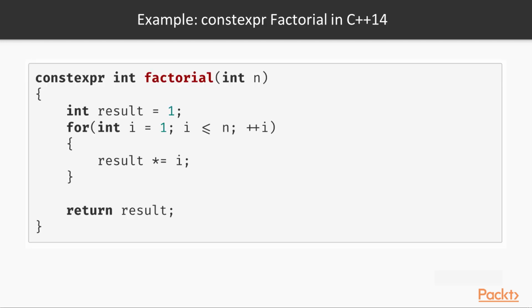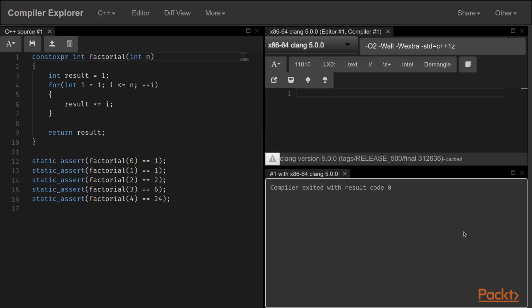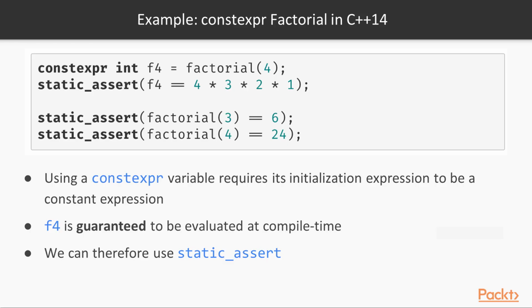Here's another example of a useful function in C++14, factorial. In this case, I'm using a result local variable that starts from 1, and then I'm going to loop from 1 to the provided integer n, and for each iteration of the loop, I will multiply the result variable by i, and finally I will return the value. Again, looking at Compiler Explorer will prove that this function is correct and executed at compile time. Using factorial to initialize a constexpr int variable will force compile time evaluation of the function.